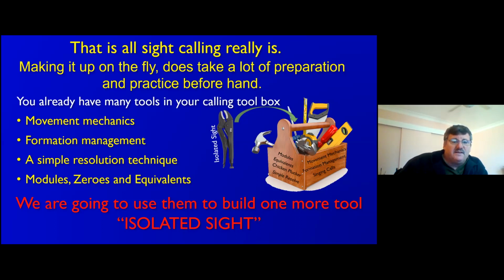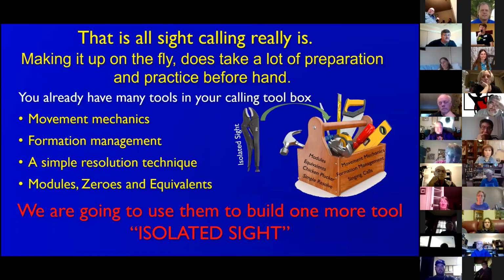You can build a lot of things with only a few tools. That's what you got to remember. And you already have most of the important ones in your toolbox. That's formation management, such as partner line, corner box, pretty basic stuff, moving from one formation to another. You've got a simple single resolution technique. That's all you need to start, because you're going to find them jumping out at you once you force yourself to use that. And you probably have a couple of modules, a few zeros, a few equivalents. What we're going to use is those tools to build that next tool, which is right here, isolated sight, something else going into your toolbox.